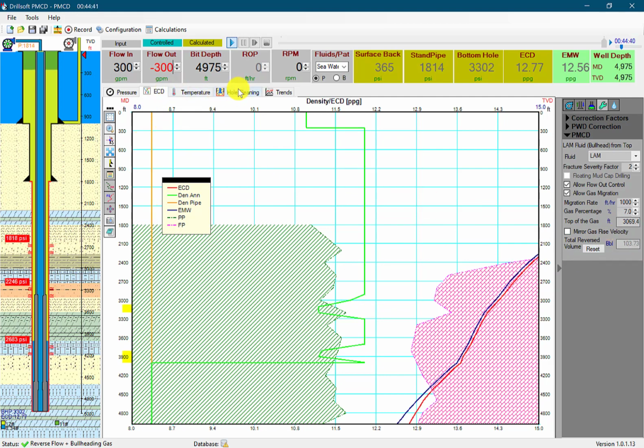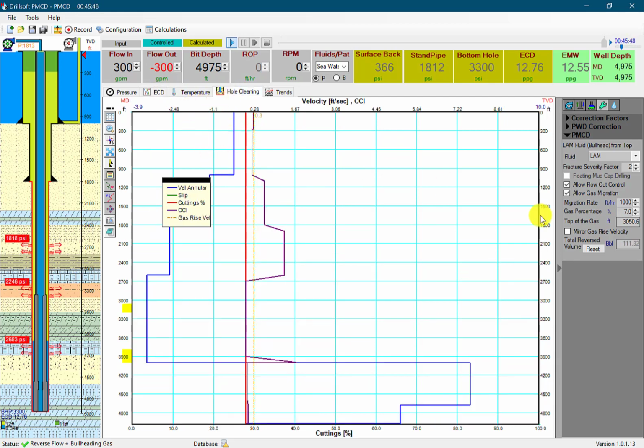Now that we're letting gas into the well, we need to keep track of what's going on here. So by activating mirror rise image, we'll get a similar line to this one, but in the negative value. And that is also plotted here. So as long as the angular velocity is to the left of this line, we are bullheading gas back down to the formation, to the fracture.